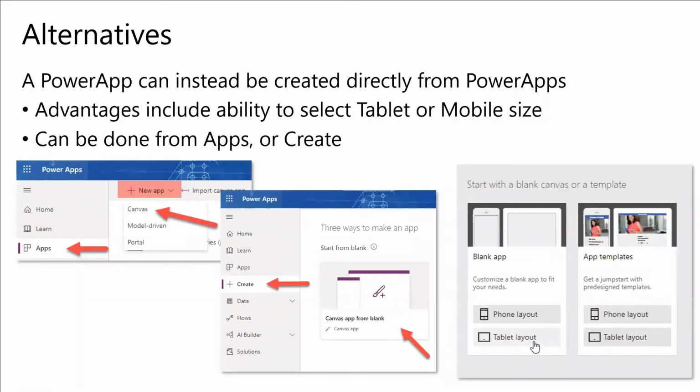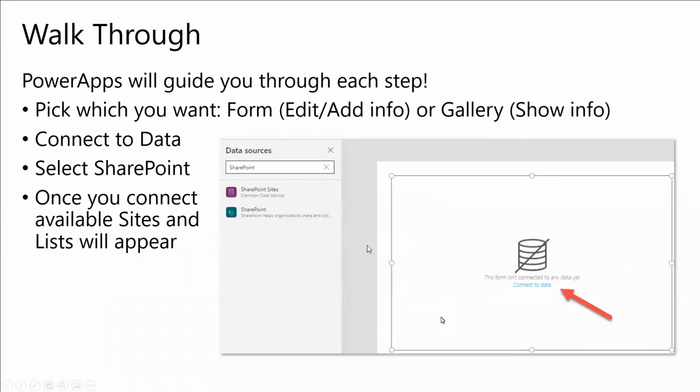Instead, what you can, and in our opinion should do, is go to Power Apps itself and create directly from there. The advantages will be that you can have templates to choose from if you want to. Today, we're going to work from a blank app in tablet layout. So that's where we're going to show the different size rather than just that mobile size. And that can be done from apps and create. And we'll go through and do that together in a moment.